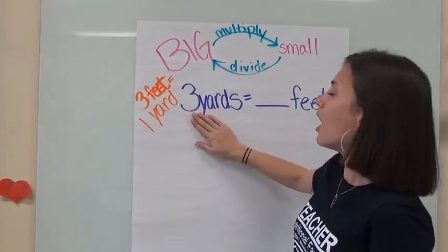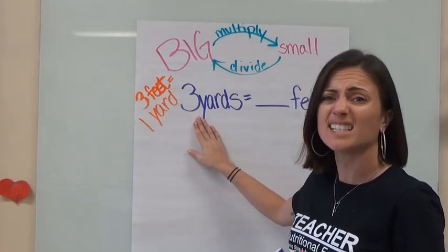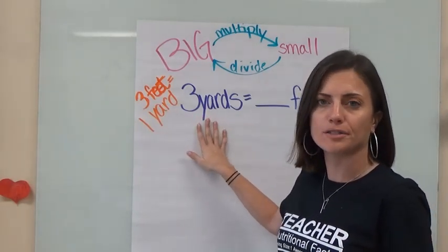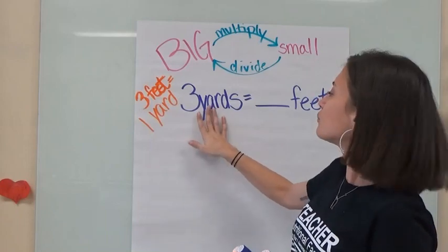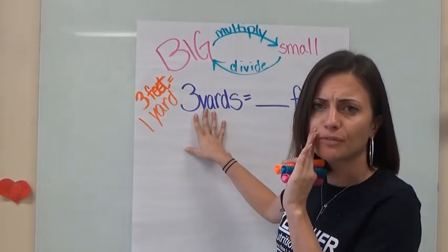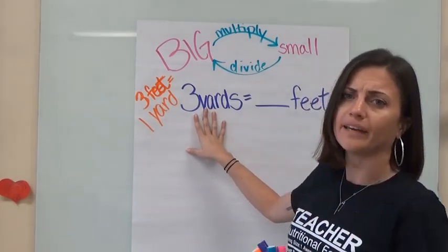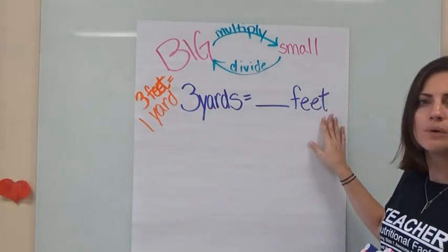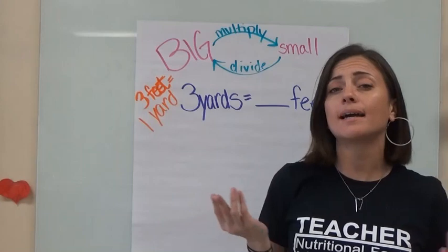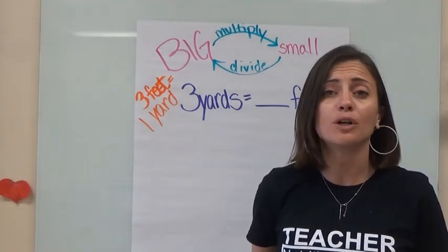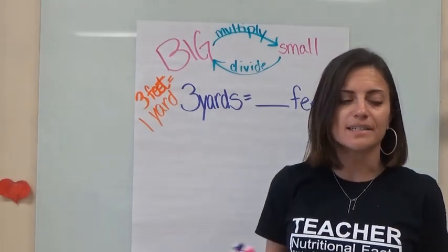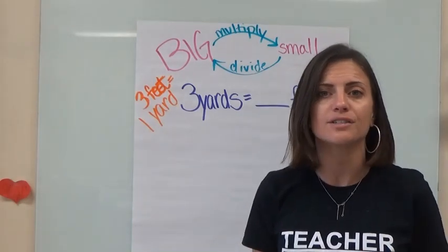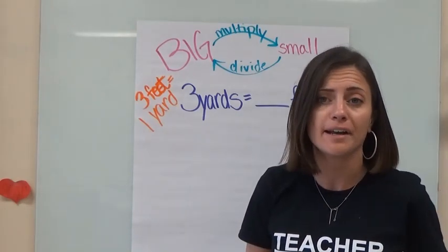Now, we're going to use that to solve our next problem. Let's say that Ollie can run 3 yards in 10 seconds. If he runs 3 yards in 10 seconds, first of all, he's super slow, but we'll talk about that later. I want to know how many feet that is. Now, why would I want to know how many feet that is? Well, let's say I'm explaining this to someone who doesn't know how long a yard is. And I'm like, hey, Ollie ran 3 yards. And they're like, I don't know how far that is.